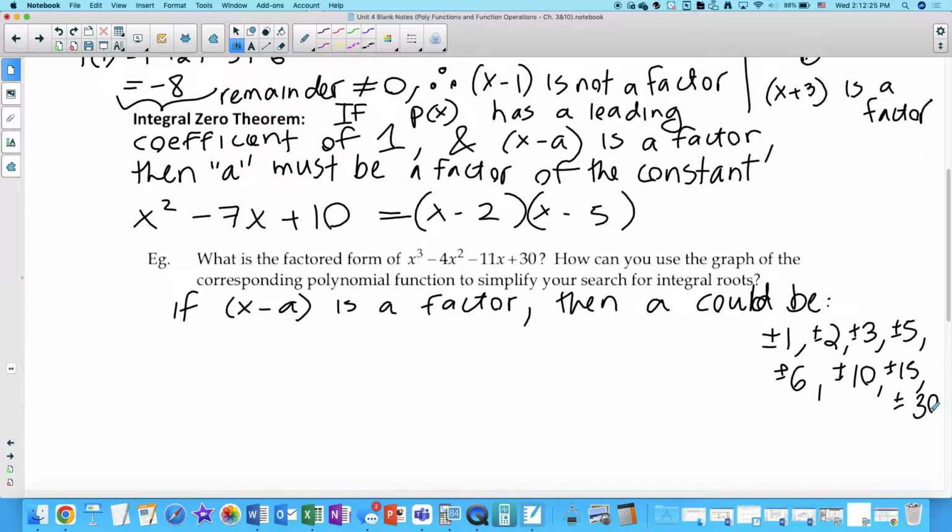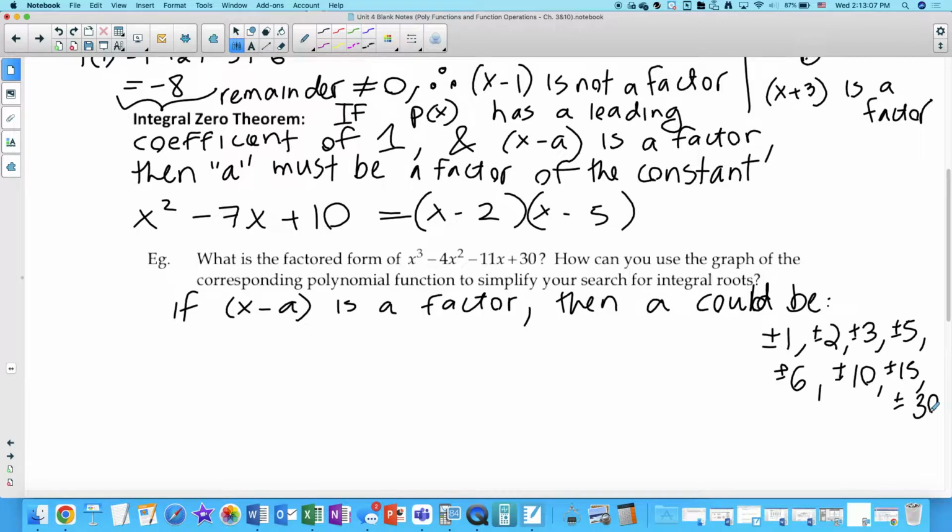Okay, so if we were trying to use the factor theorem, we would want to evaluate p of 1, p of negative 1, p of 2, p of negative 2, p of 3, p of negative 3, until we get one that's 0. When we get one that's 0, we know we have a factor. Now, this can take a really long time, particularly when your constant has a ton of factors. Because this is like what? 16 different numbers to try. So you can actually quote unquote cheat a little bit by using the graph to help you know what the factors are.